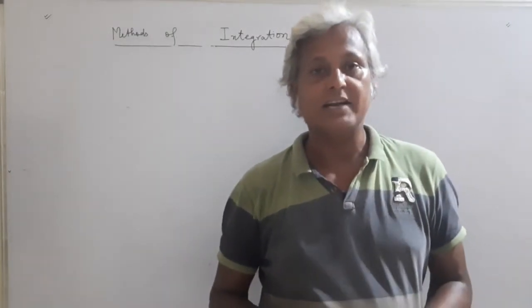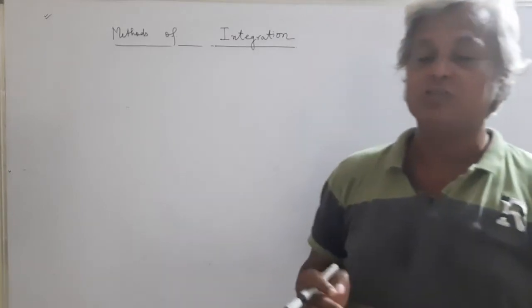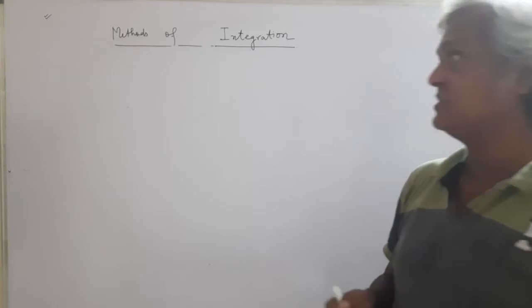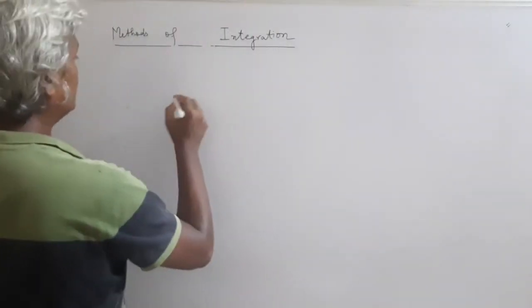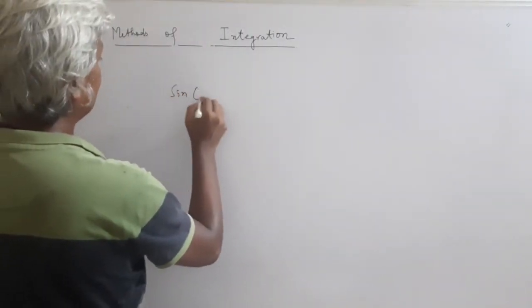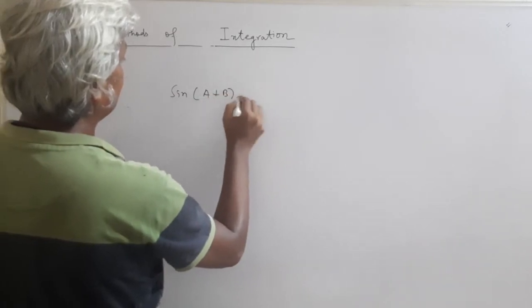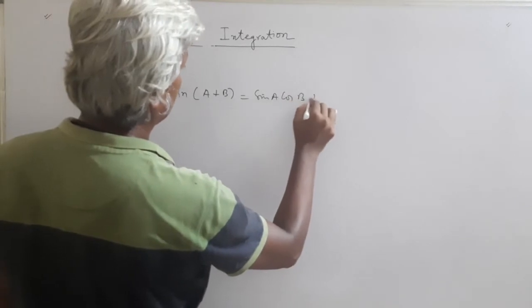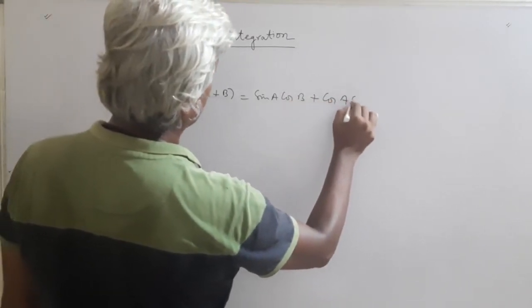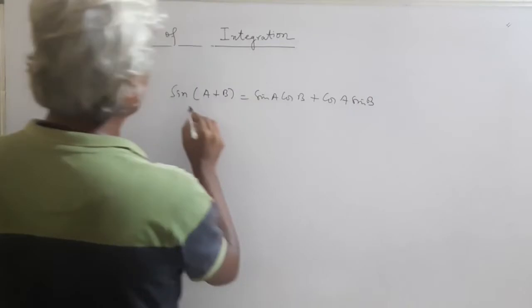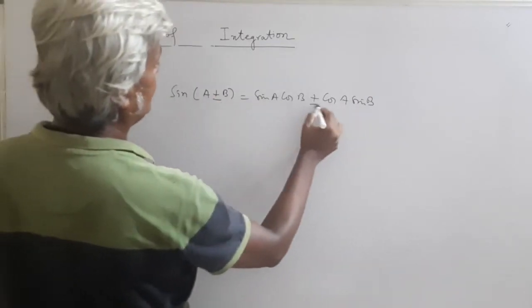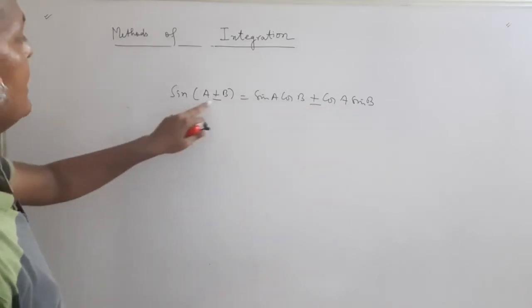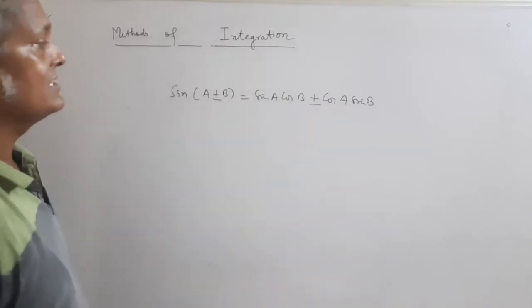trigonometrical forms and then try to understand how you can turn those integrable forms into another integrable form just by changing them. How? Now here you see, you know that sine A plus B is sine A cos B plus cos A sine B, and sine A minus B is sine A cos B minus cos A sine B.